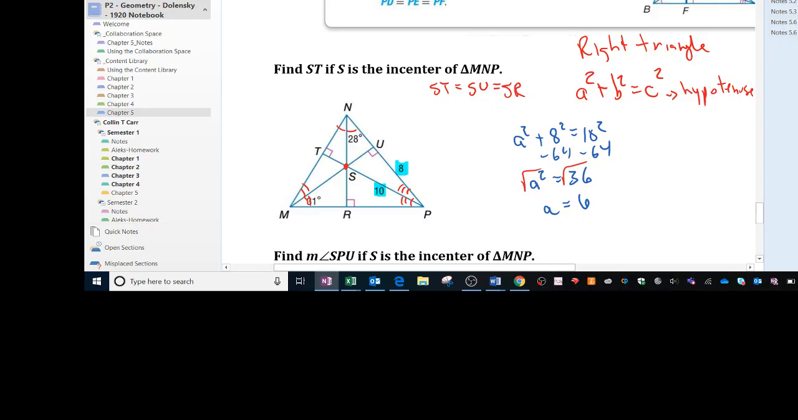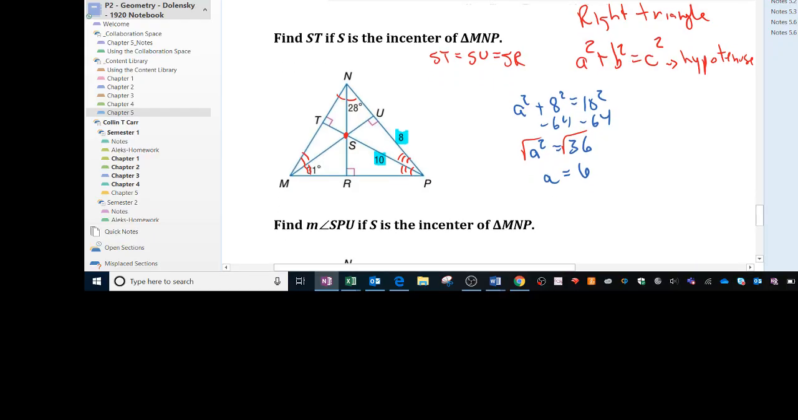Now, normally, if I took the square root, what would my answer be? Not just 6, but positive and negative 6. And why am I leaving out negative 6? Can you have a negative 6 length? No. So therefore, I'm just going to leave it as A equals 6. Okay? So with A equals 6, which is US, what is ST? ST equals 6 because it's the incenter. Okay?